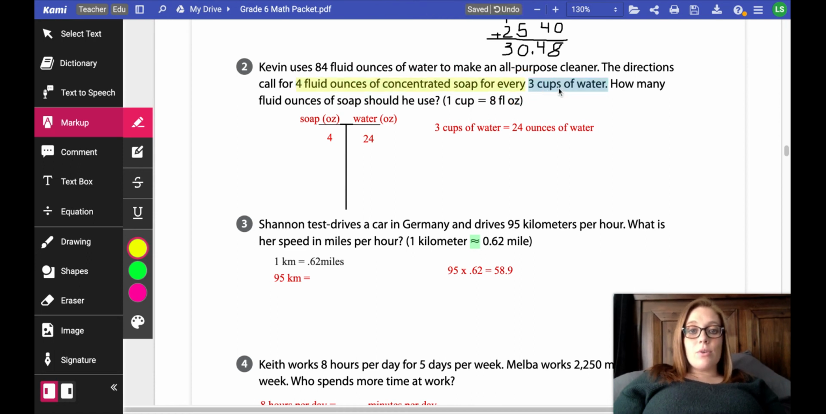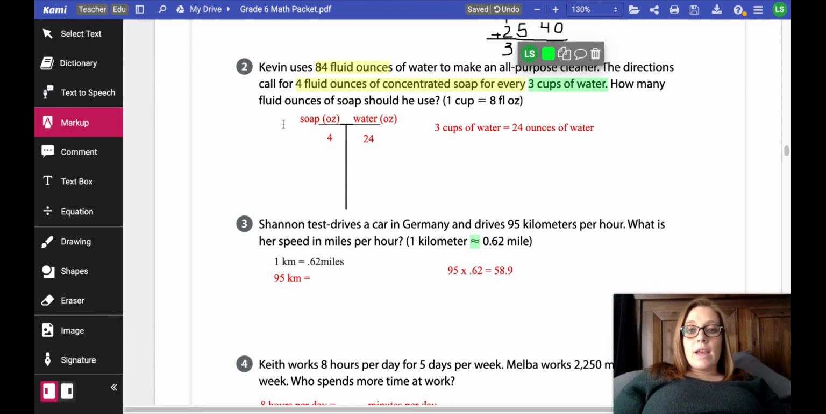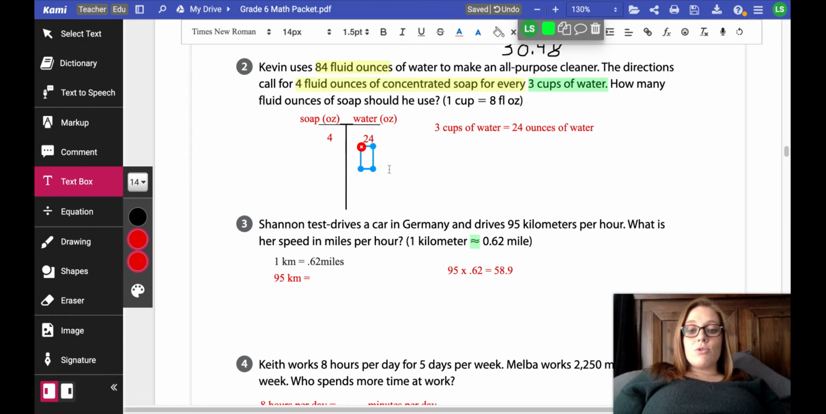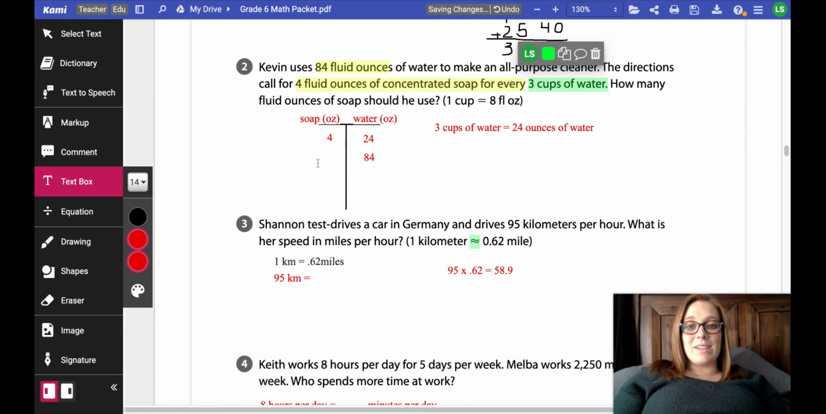I changed this whole thing into soap in ounces and water in ounces because that was more helpful, because this was also in ounces. So I knew that 4 ounces of soap would need 24 ounces of water. And I got that because 3 cups of water times 8 is 24 ounces of water. And then if I'm trying to find 84 fluid ounces of water, and now I'm looking for this missing number here, to get from 24 to 84, I need to figure out what I'm multiplying by. If I can't do that multiplication easy, I need to use division to solve.